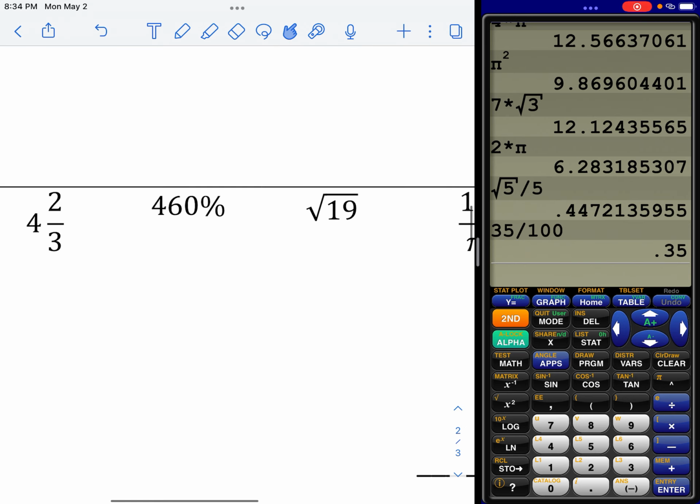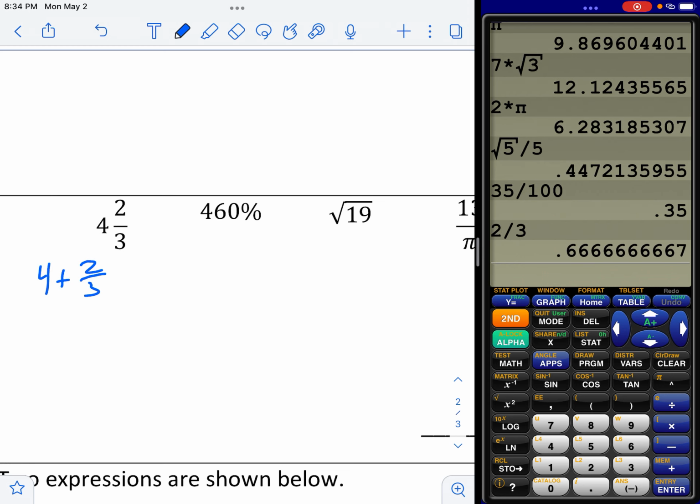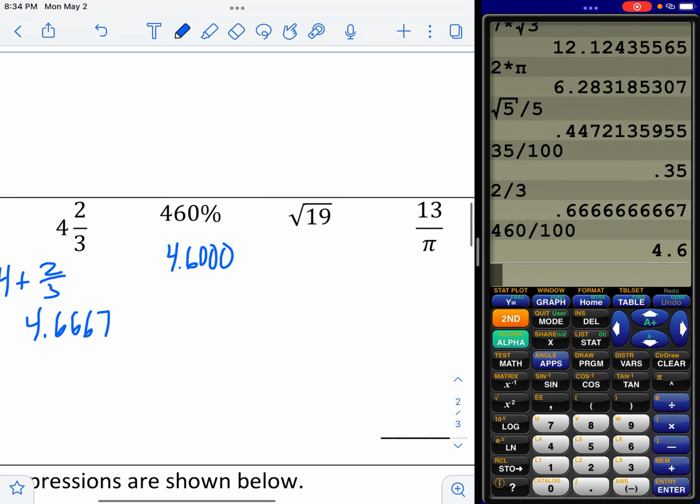Okay, 4 2/3. So that's going to be 4 plus 2/3. 2/3 is 0.6 repeating, so that's going to be 4.6667. 460% is 460 divided by 100, gives me 4.6. But remember, it's 4.6000 if I'm making 4 decimal places.